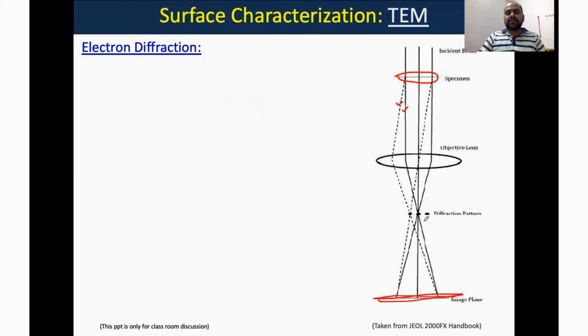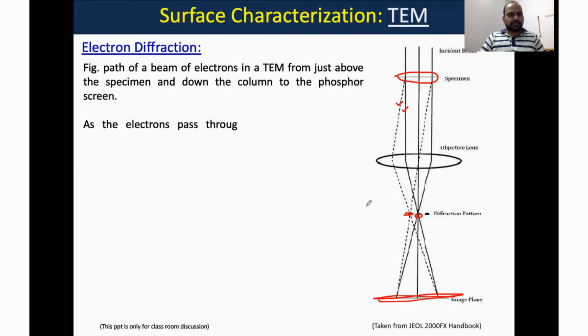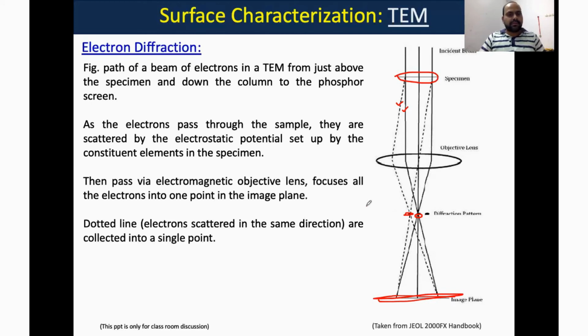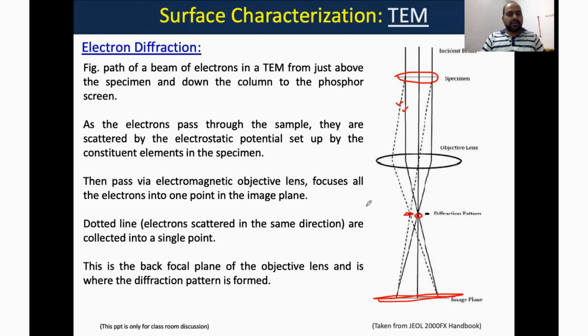But in between, if you see, there will be some region where your scattered beam will be separated with respect to your incident beam. This will give one idea about the scattering, and it can generate the image also with spots. That is known as electron diffraction. This is the back focal plane of the objective lens, where the diffraction pattern is found.